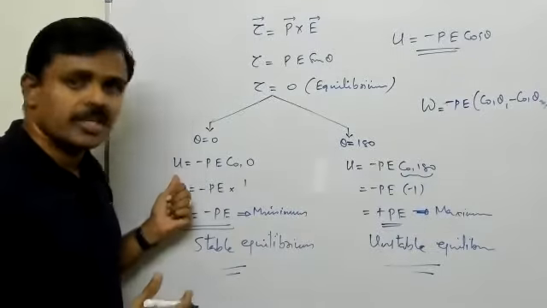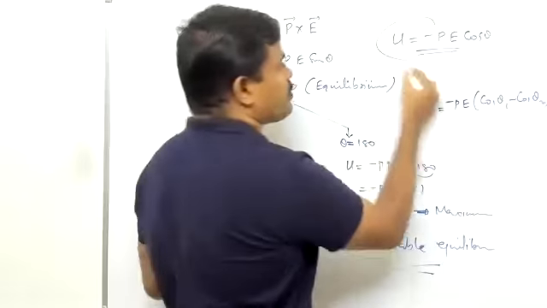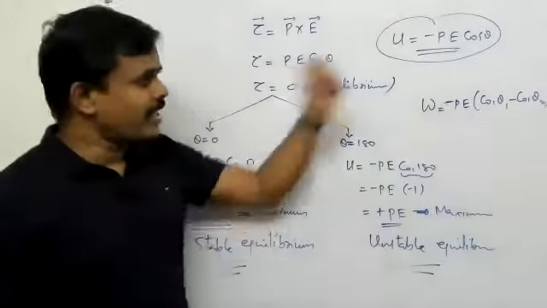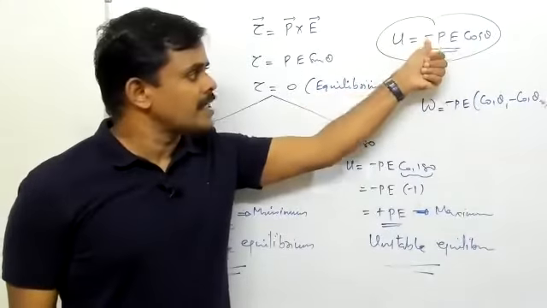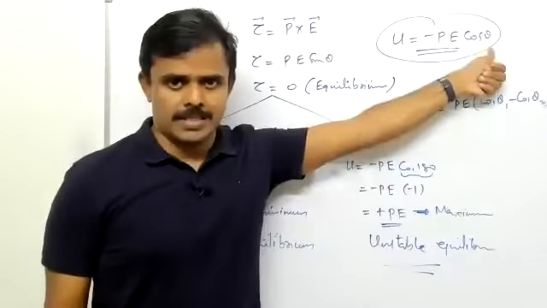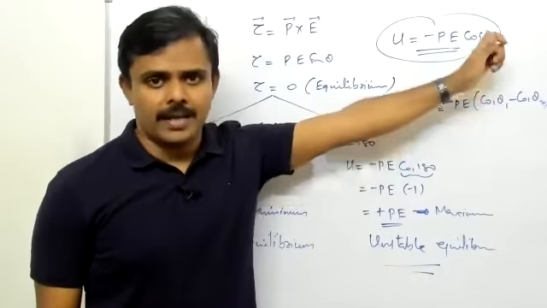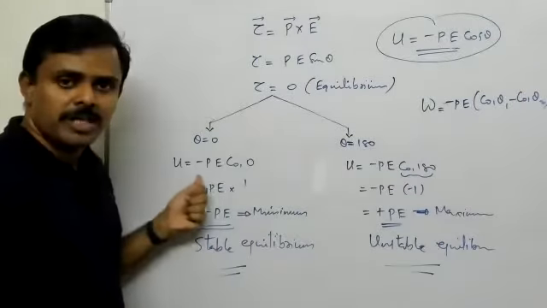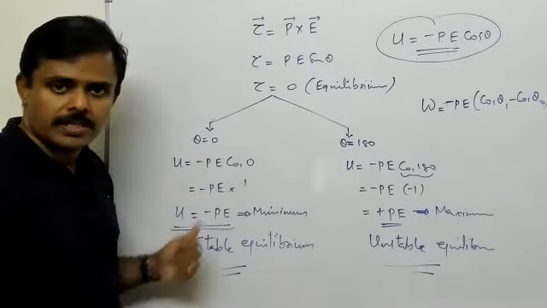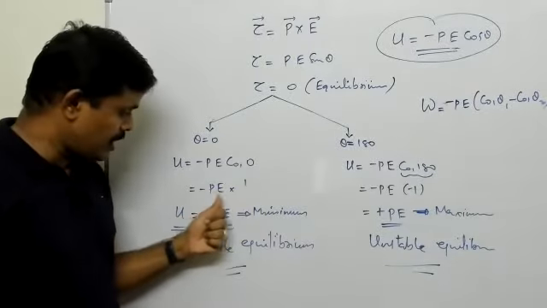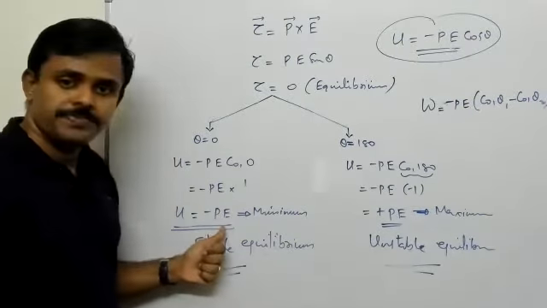Then you think about the potential energy. I wrote down an equation for potential energy here. That actually belongs to the next chapter. Minus PE cos theta. P is dipole moment, E is electric field, theta is the angle. Okay, so minus PE cos 0. I put the first condition. Cos 0 is 1. So, minus PE into 1. That is minus PE.